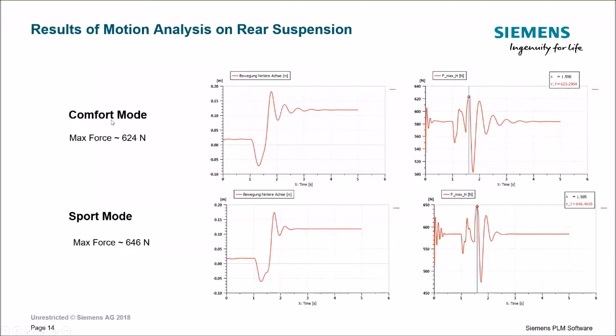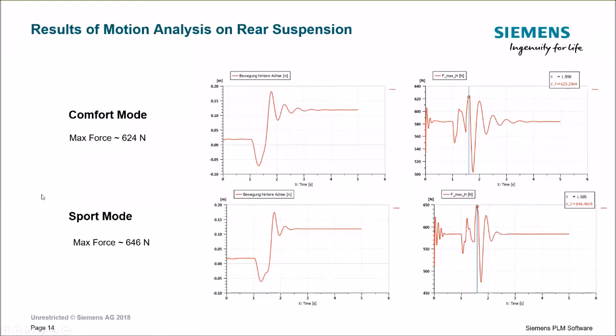So in this case, comparing the comfort mode, which has a maximum force of 624 newtons, for example, and the sport mode, which has a larger force, as expected, of 646. You can also see how the settling time of the comfort mode is larger, and the oscillations are also a little larger than when you are configuring a sport mode.